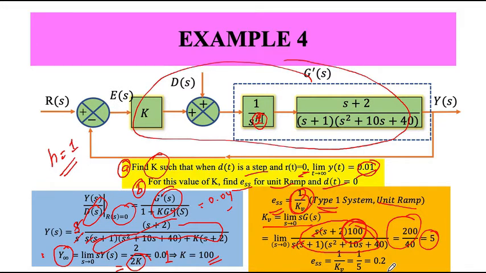So that's just straightforward using the formula. The only trick is how to get the transfer function for d to y, putting r equals to 0, finding the appropriate value of h and k, again using the final value theorem, and then using just the formula for steady state error, given that the system is type 1 and the input is ramp.